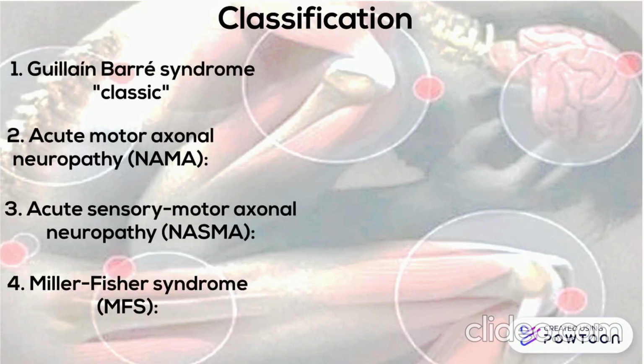Acute motor axonal neuropathy, AMAN, has a similar presentation but shows axonal involvement. Acute sensory motor axonal neuropathy, AMSAN. The axonal component involves efferent fibers and the sensory involvement is more prominent than in the classical form.